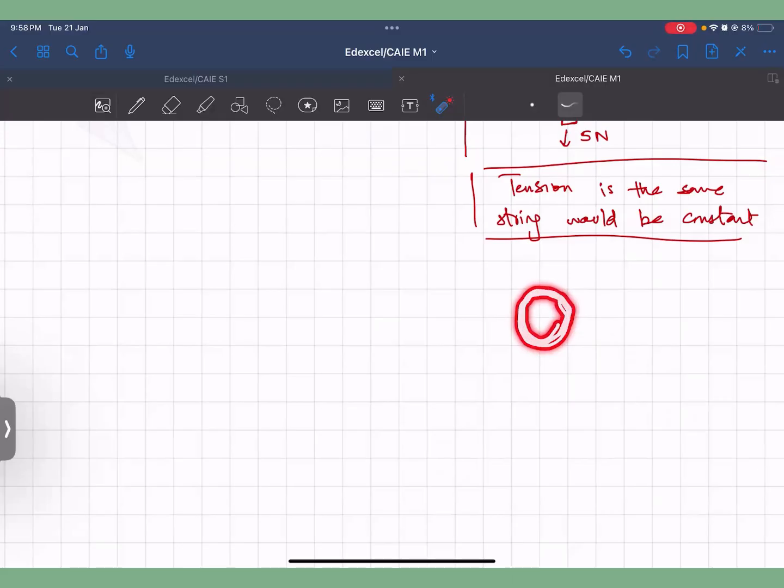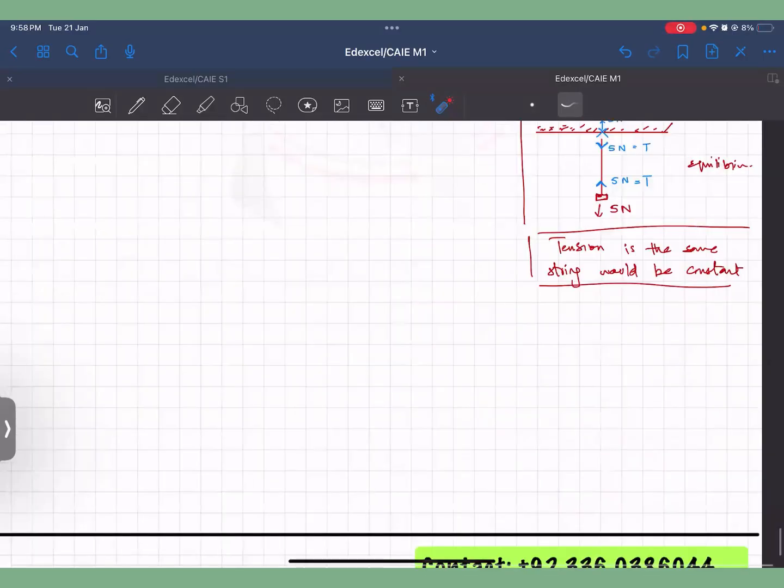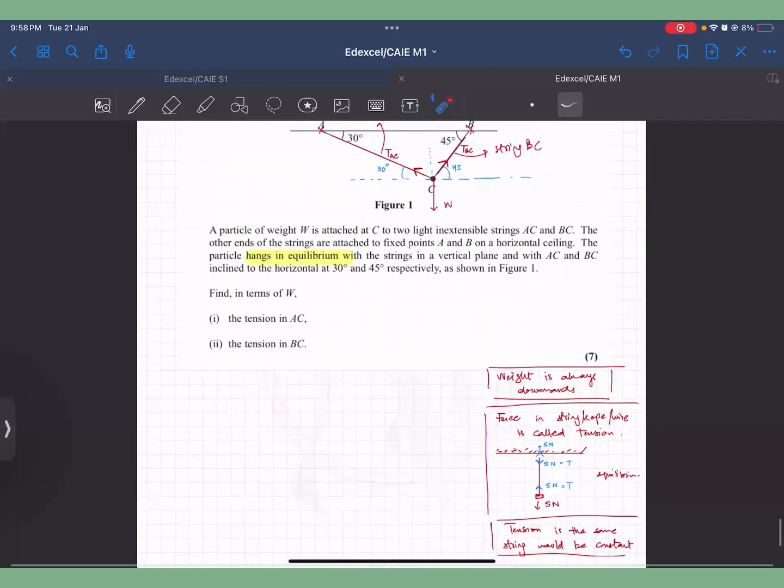Pulley में भी क्या होता है? A string is being wound around this pulley like this, and it goes down. So the string is same. So the force of tension over here and then over here would be the same because it's the same string. Right now, because the strings were different, we would have different tensions in both strings. And now we want to find the tension in string AC and BC in terms of W.